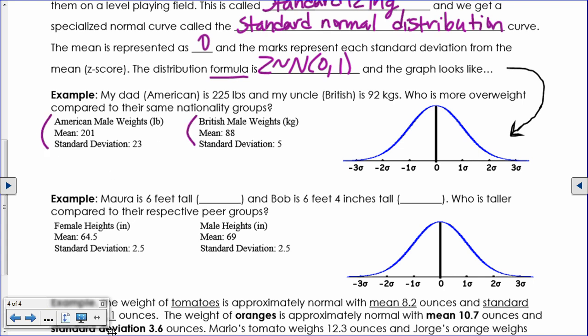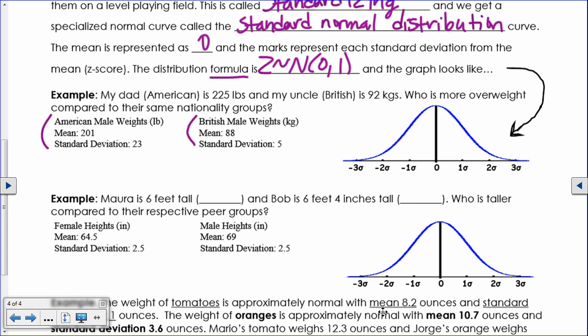We have the American over here in pounds, and we have the British over here in kilograms. Very different units of measure, so they're hard to compare, so we're going to turn them into z-scores, okay? So we have a father who weighs this much, and then an uncle who weighs this much. They're trying to see who is more overweight. We're having an argument or something, I don't know.